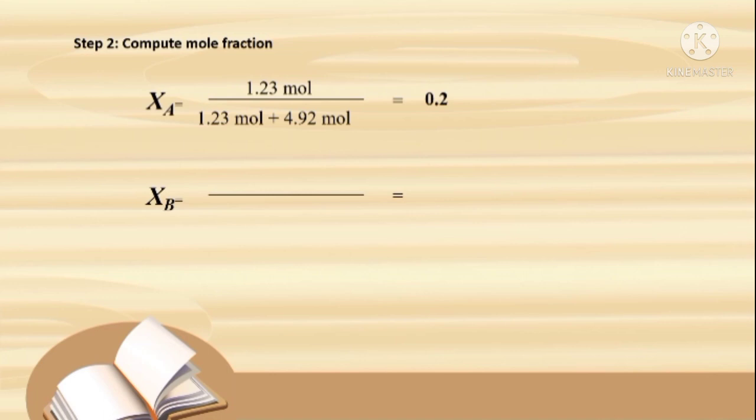To compute mole fraction solvent, we simply divide moles of solvent, which is 4.92 moles, by the moles of solution, which is the sum of moles of solute and solvent, with values 1.23 and 4.92 respectively, and we get 0.8 as mole fraction solvent. To check your answer, the sum of the mole fractions of solute and solvent must always equal exactly 1.